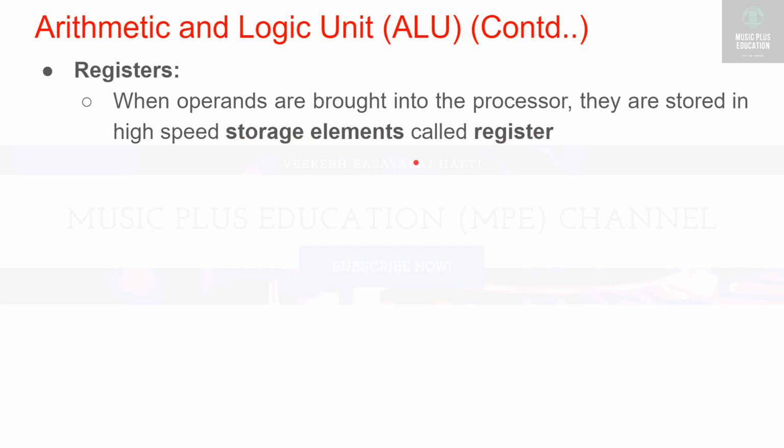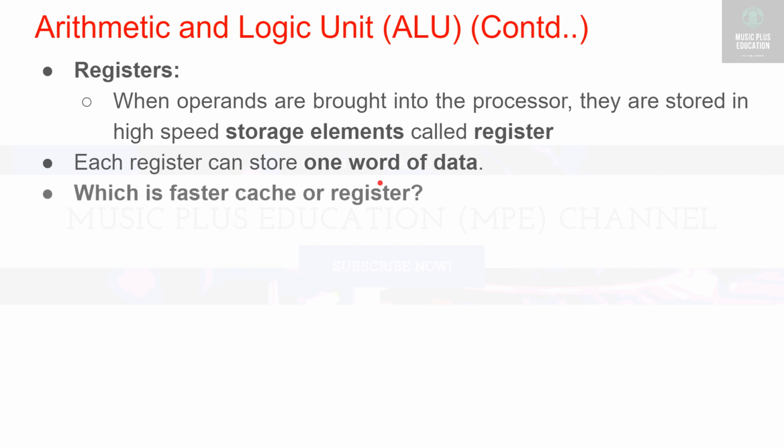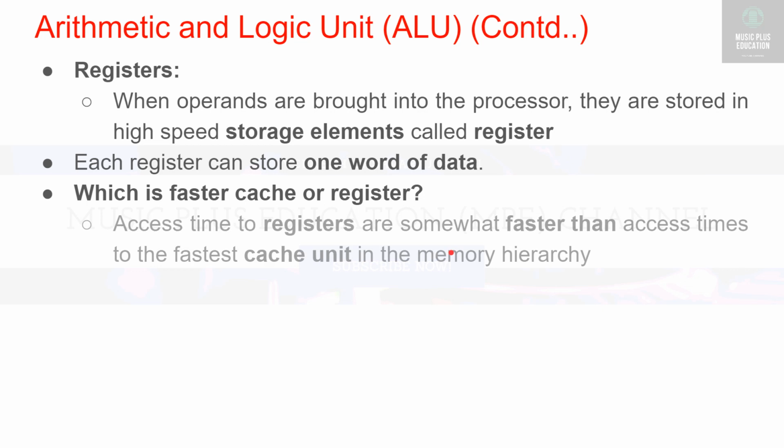Each register can store one word of data. Again, as I said, word length may vary from 16 bits to 32 bits, 64 bits, depending on the machine. Okay, so which is faster, cache or register? Registers are faster than the cache unit. Access time to registers is somewhat faster than access time to the fastest cache unit in the memory hierarchy.